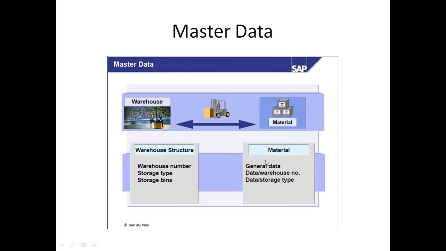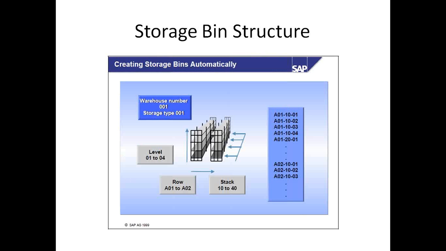So you see, row number, for example, it's a typical example you see here. Row as A01 to A02, and then the stacks 10 to 40 in the middle, and then level 01 to 04. Just a second, let me digest this. Row, okay, it's going like this. Row 1, 2, 3. Stack 10 to 40. Okay, the level on the top. Okay, got it.